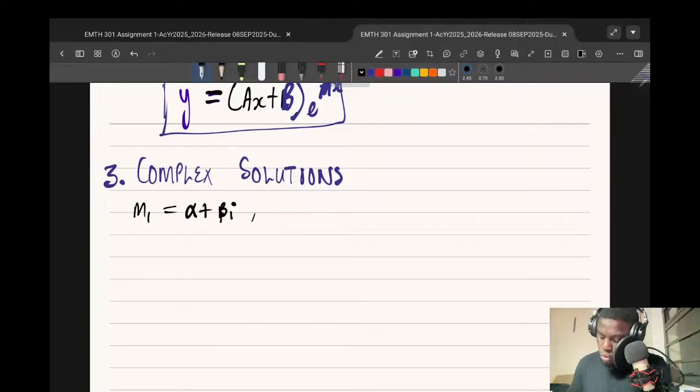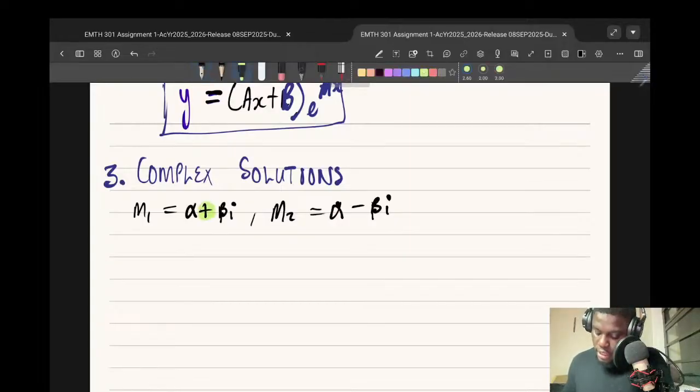Then M2 will be, let's say, alpha minus beta I. They are always like that. Complex solutions are always the same, but the only thing that will be different is the sign. Here there is a plus, here there is a minus. In your complex solutions, this part which I'm putting in purple is called the real part, and the part which I'm putting in red is called the imaginary. So this is going to be real, then this is going to be imaginary. This is going to be real, then this is going to be imaginary.